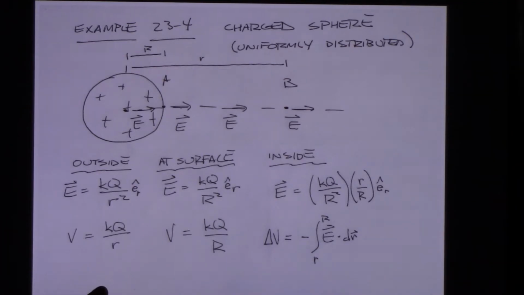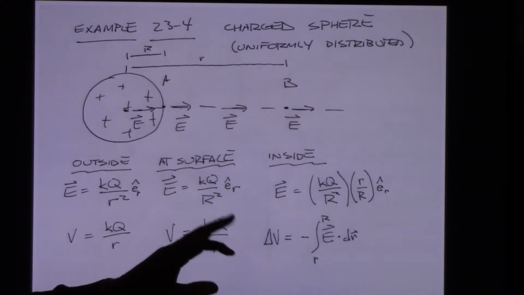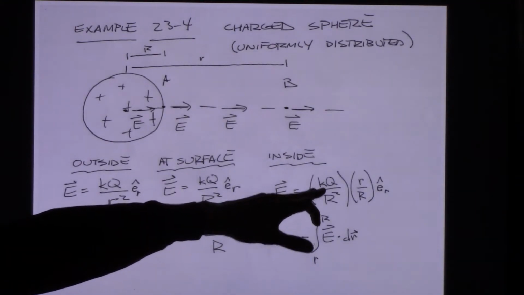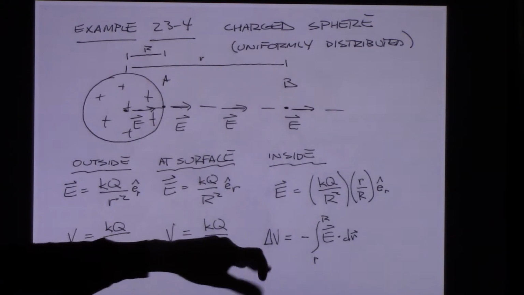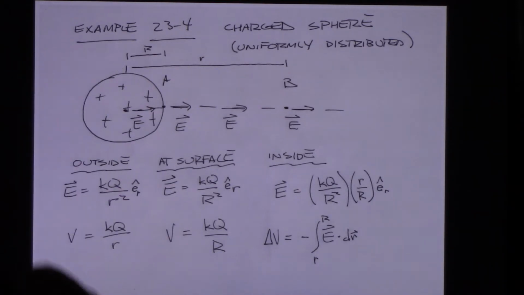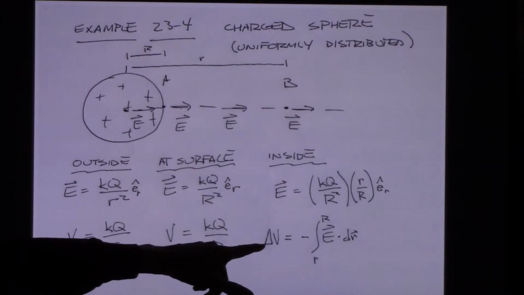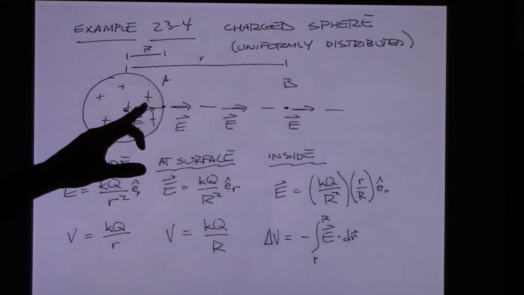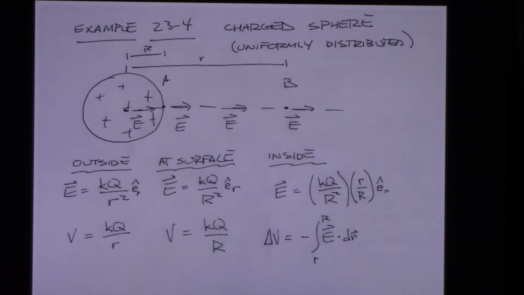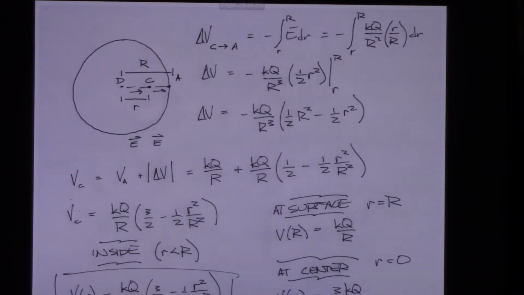Okay, what happens when we get inside? Things change. So before, inside, the electric field was 0, and so delta V was equal to 0, and that meant that the V was uniform inside. But now we're going to have to carry out an additional integration within the sphere to find out what the potentials are like. So here's what that looks like.